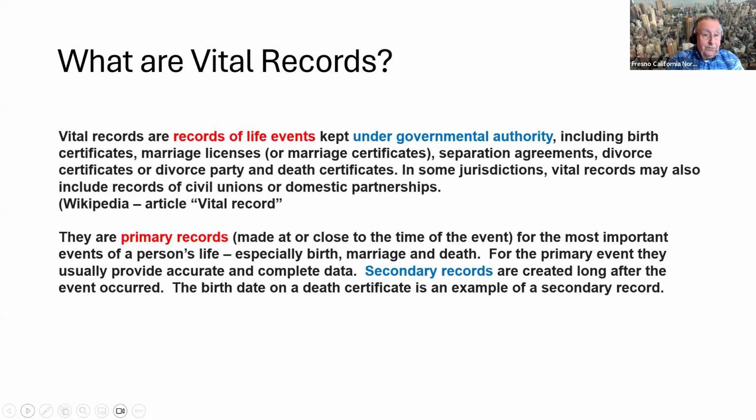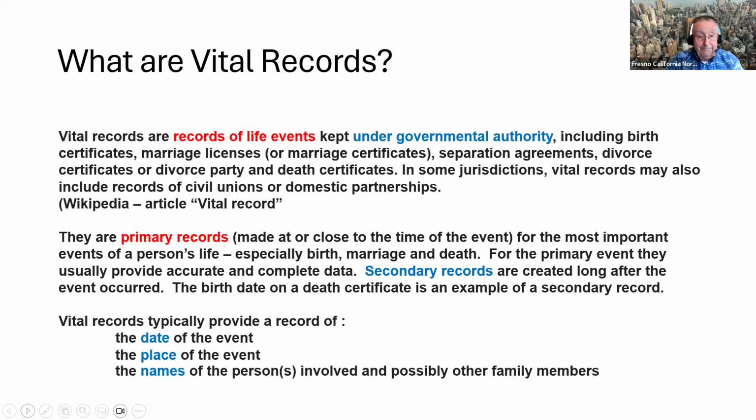On it could be some secondary information. If you have a death certificate, the birth information that's found on the death certificate becomes secondary information because it occurred a long time before the death certificate was created. And it's not going to be as accurate or reliable as the primary information that's found on the record. So we need to remember that we're looking for primary information especially, but sometimes we're able to pick up some secondary information from these records.